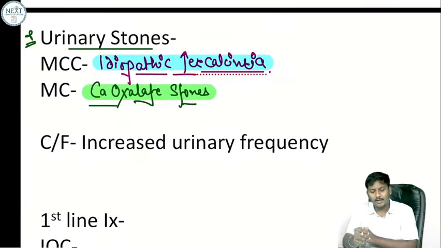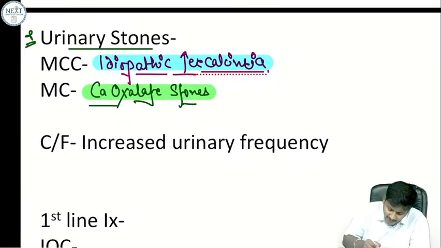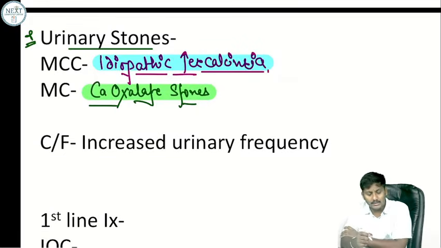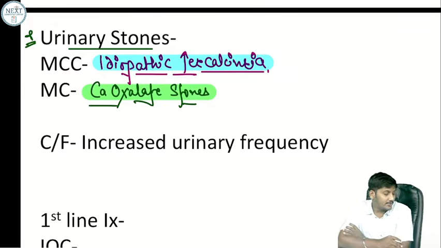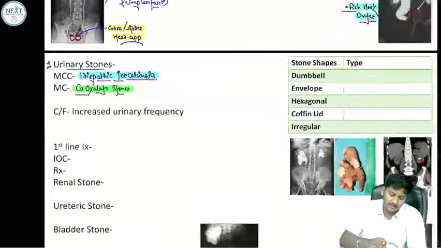Important is, let me know one thing, that calcium oxalate stones are usually seen in which condition? Tell me from biochemistry. Okay, in which condition are calcium oxalate stones definitely seen? Let me know in the chat box. Calcium oxalate stones will be seen in which condition?